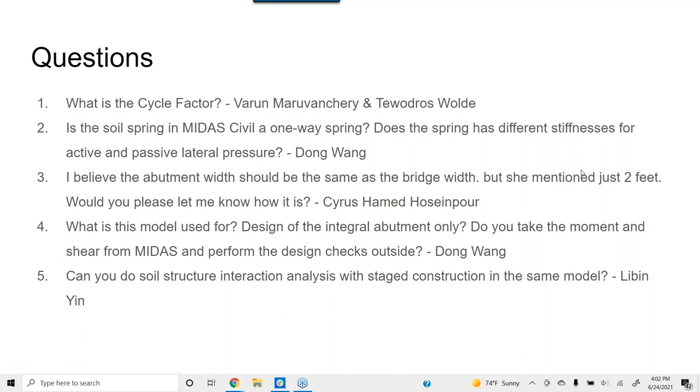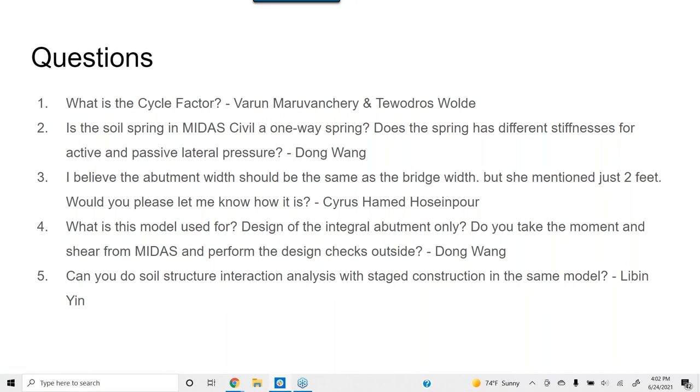If you guys still have some questions on that, feel free to add any additional questions, but we're going to move on to the second question from Dong Wang. The second question is, is the soil spring in Midas Civil a one-way spring? Does the spring have different stiffness for active and passive lateral pressure?